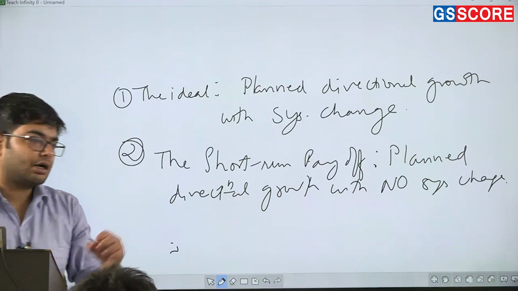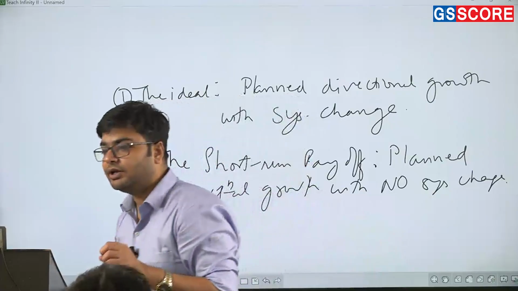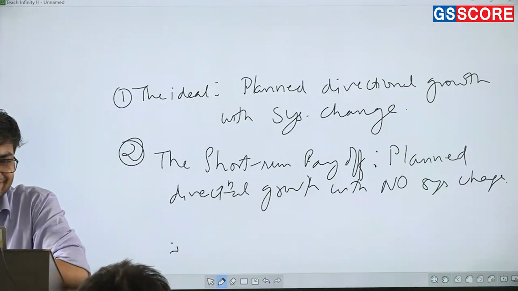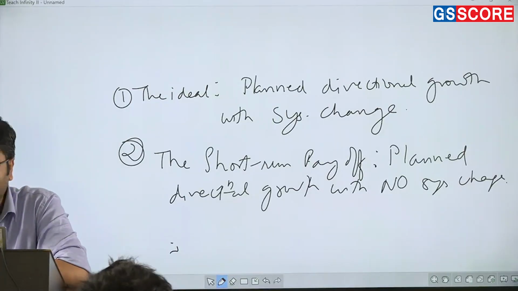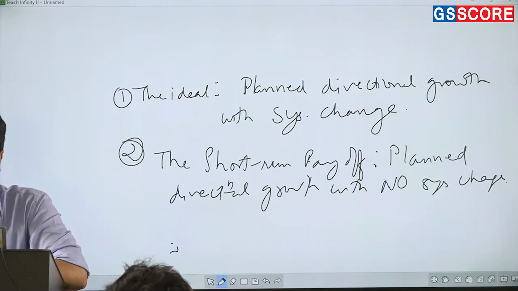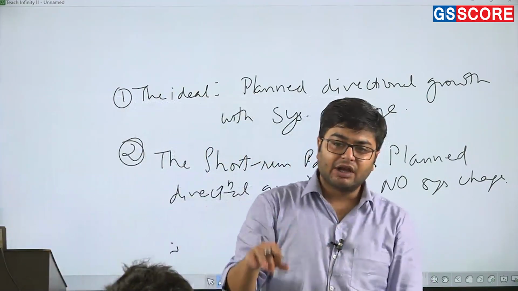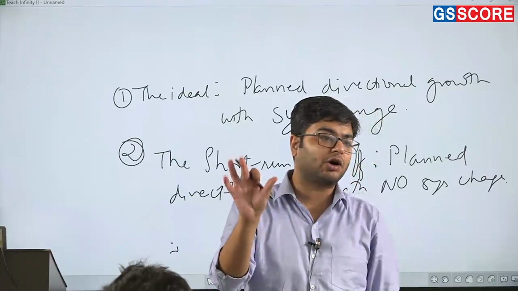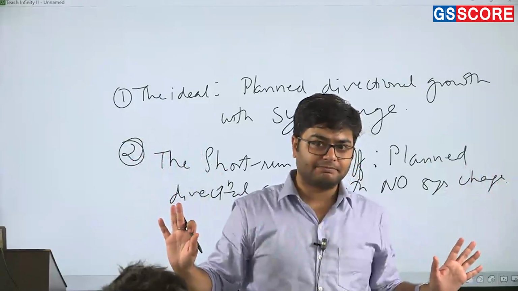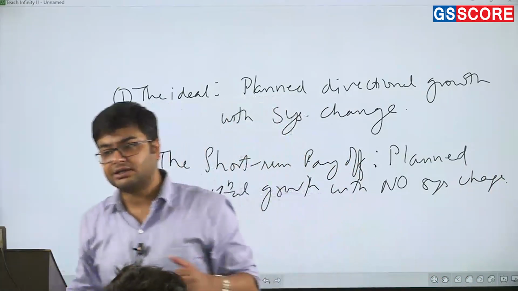Now, a categorical example in this would be the ideal case of Pakistan. Also, you see, in case of India, with the promotion of village and cottage industry, no drastic system change was brought about. Okay, these are the examples.